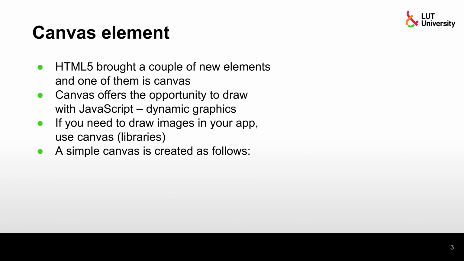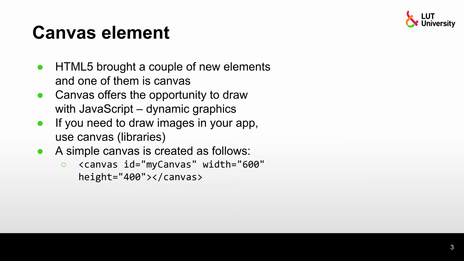And here's a simple example. We are creating a Canvas element. It has an ID, myCanvas, and it has a width of 600 pixels and a height of 400 pixels. That's the simplest way to have a canvas that you can then draw on.